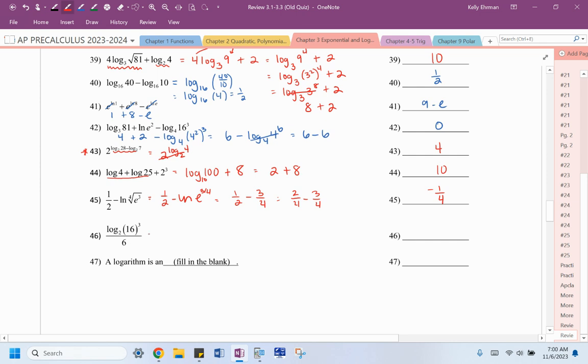Okay, log base 2 of, so let's figure this out. Log base 2 of, instead of 16, it's 2 to the 4th to the 3rd. Whole thing will be divided by 6. Log base 2 of 2 to the 12th over 6. So log base 2 of 2 to the 12th is 12 over 6 is 2. And just to finish it off, a logarithm is an exponent. So every time we're evaluating these logarithms, we're figuring out what the exponent answer is on the result.